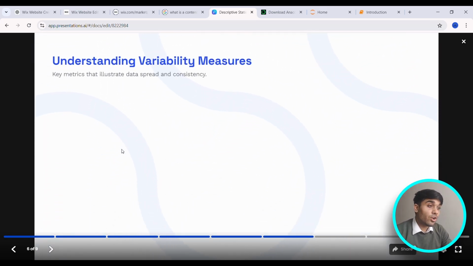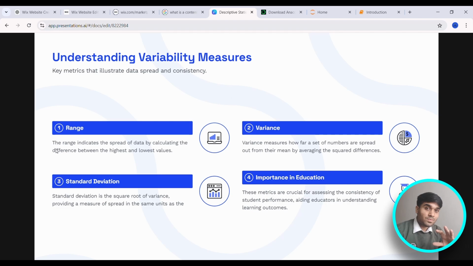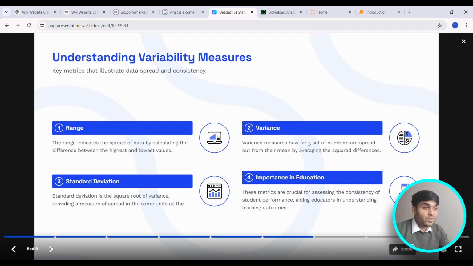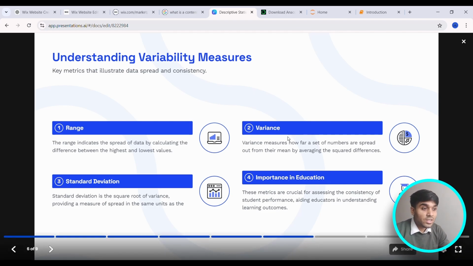And then from descriptive statistics we go to variability measures. If you read all of these definitions, you will get a proper understanding of what this is exactly. Variance and standard deviation are somewhat similar. Range is the lowest point to the highest point. So in the example we just took with 5 students, the range will be from 10 to 50, right? Variance is how much deviation we are seeing in the data set.